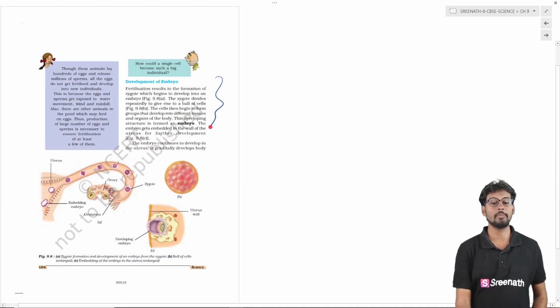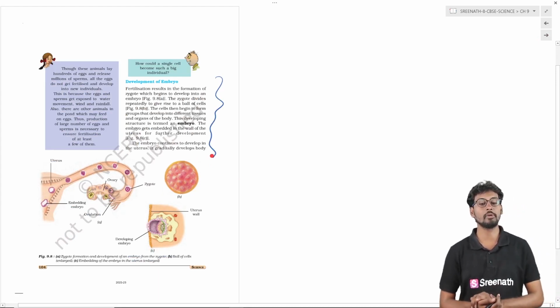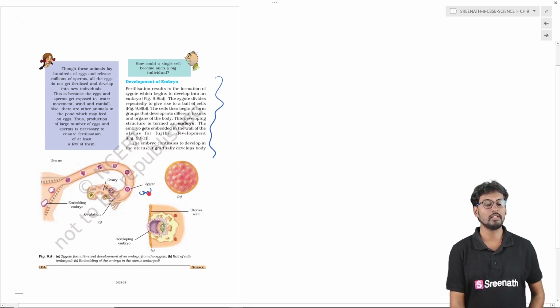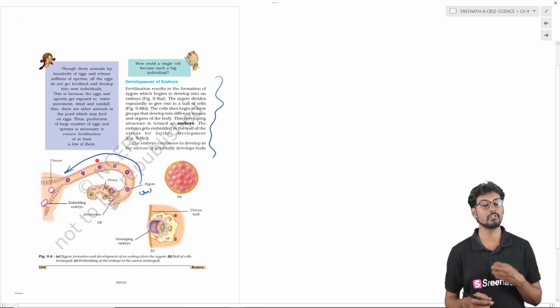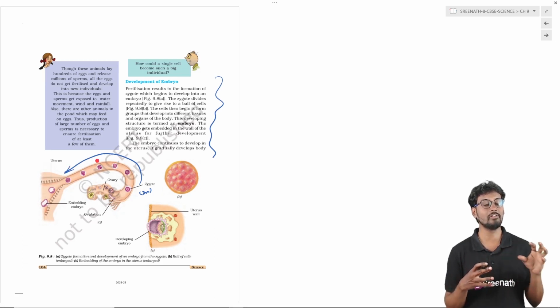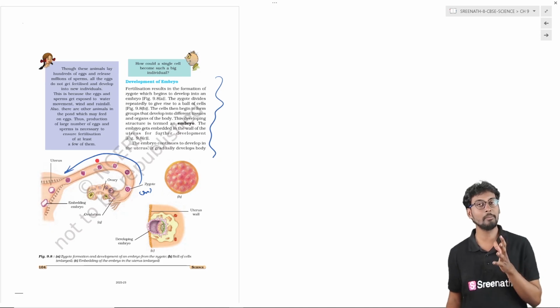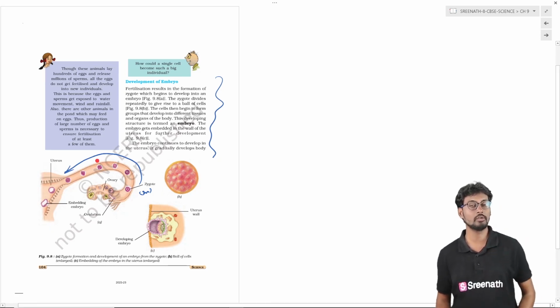Coming to the development of the embryo, fertilization is the first step in the formation of the zygote. After the zygote has been formed, that is a diploid cell, it travels along the length of the oviduct and undergoes a number of mitotic divisions. Finally it reaches the uterine wall, where the implantation of the embryo takes place, that is the embedding of the embryo within the uterine wall.